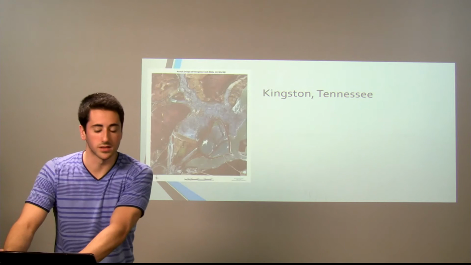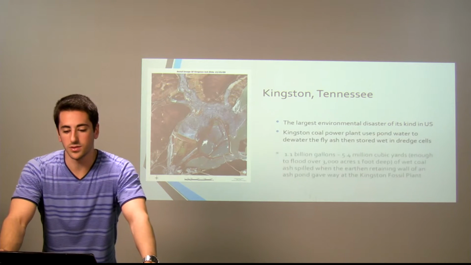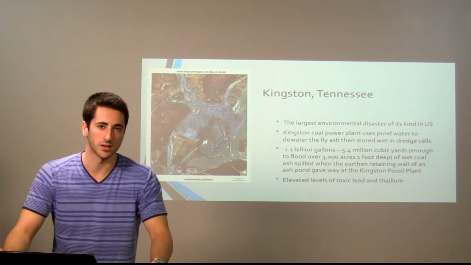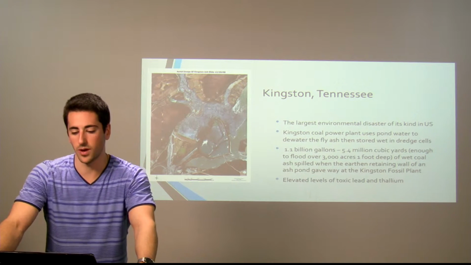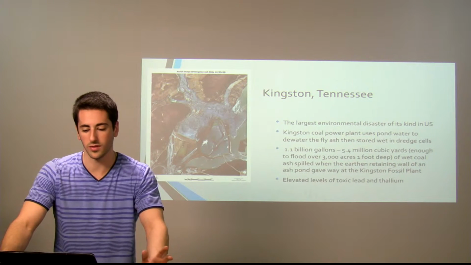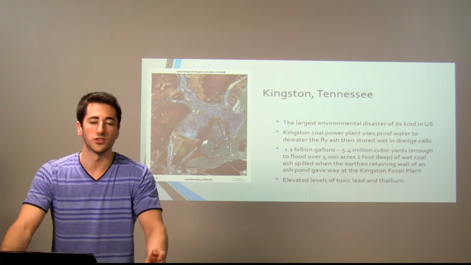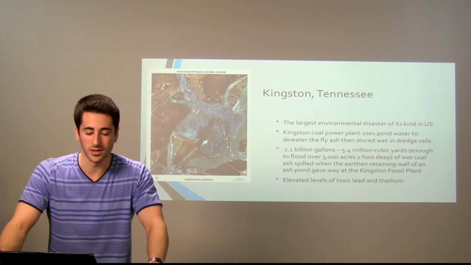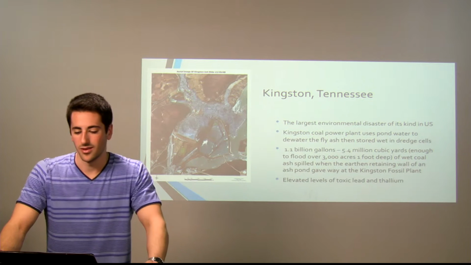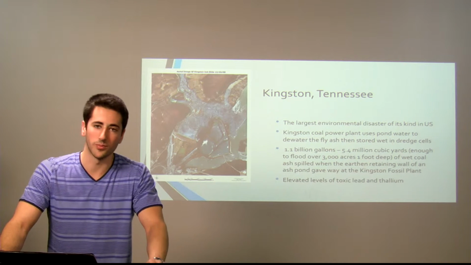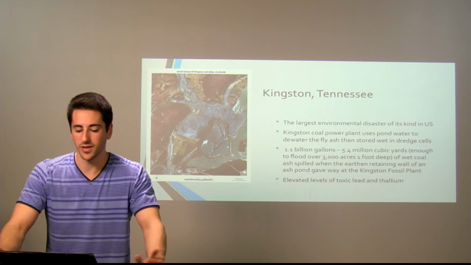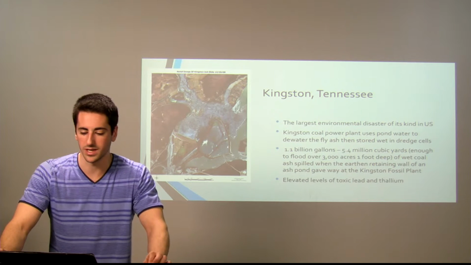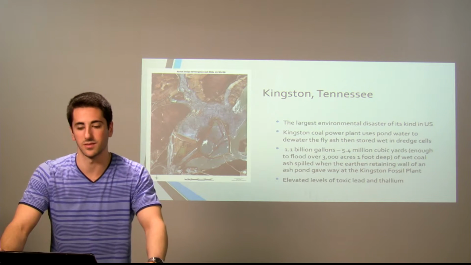The first example is in Kingston, Tennessee. This was the largest environmental disaster of its kind in the United States, which happened in 2008. The Kingston coal-fired power plant uses pond water to dewater the fly ash and then store it wet in dredge cells. An estimated 1.1 billion, that's billion with a B, gallons, which relates to 5.4 million cubic yards, or about 3,000 acres, 1 foot deep, of wet coal ash spilled when the earthen retaining wall of an ash pond gave way at this Kingston plant.